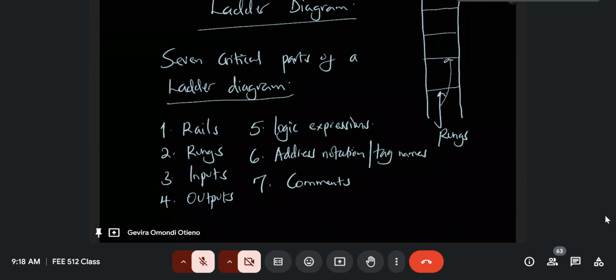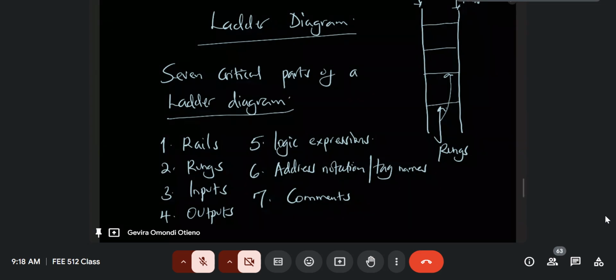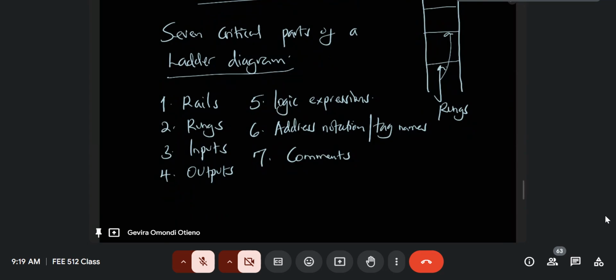So please remember that the rails are the two vertical lines of your ladder diagram. In ladder logic, they simply are representative of the power supply. One side would be 0 volts or the ground, and the other one would be 24 volts DC or 220 volts AC. This is where power flows from. Then you've got your rungs, which are the horizontal lines that connect the rails. They're also just like wires, like we have wires connecting components in an electric circuit. Then you've got your inputs.